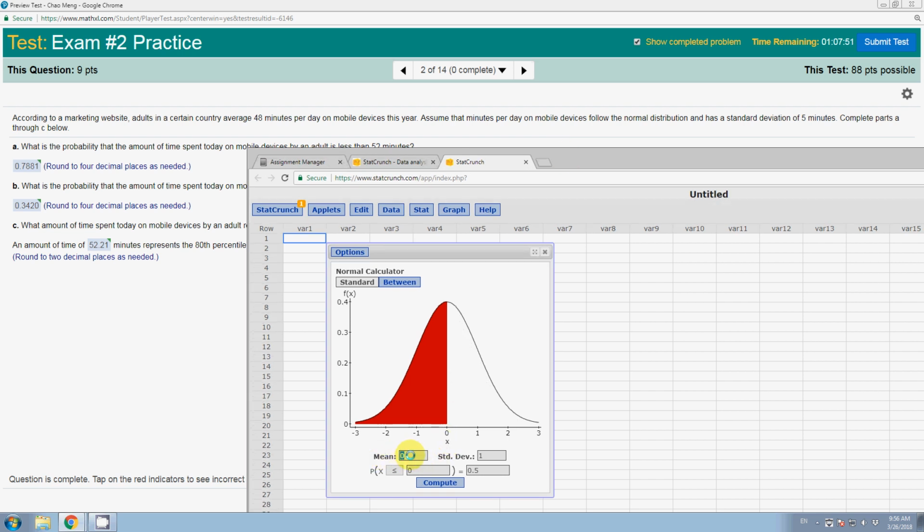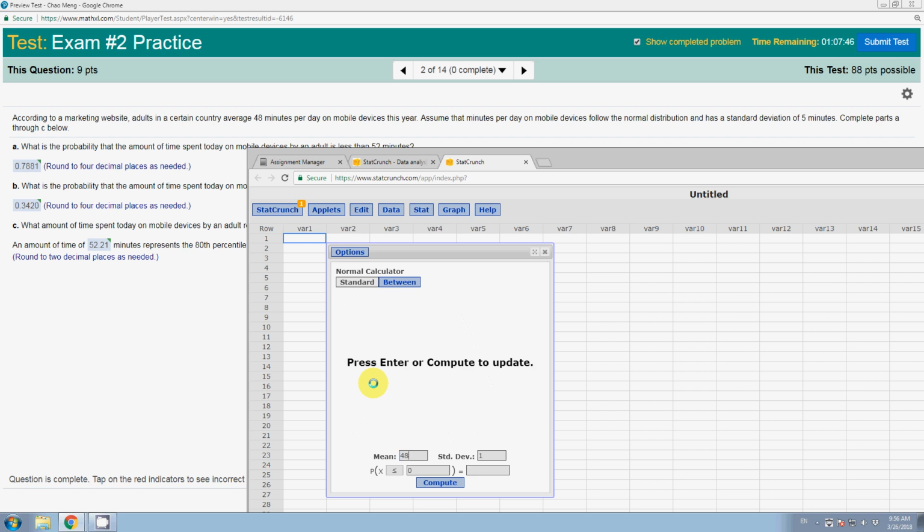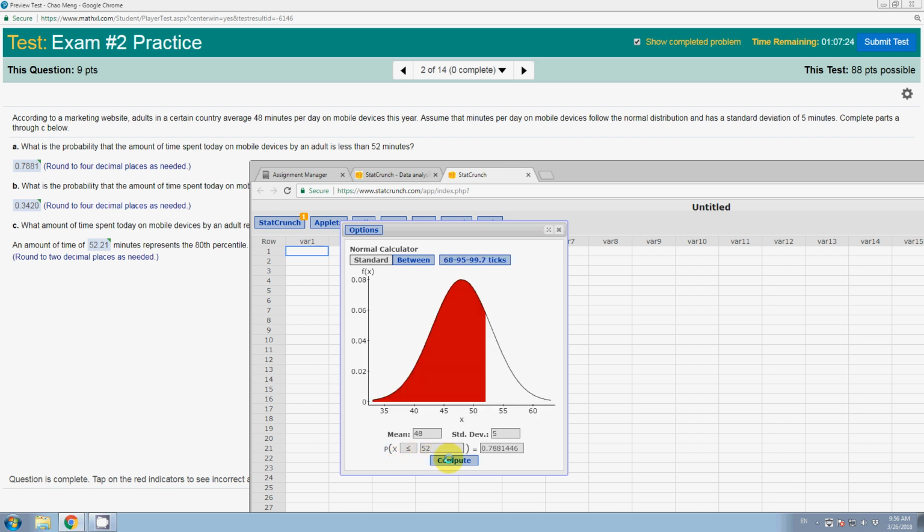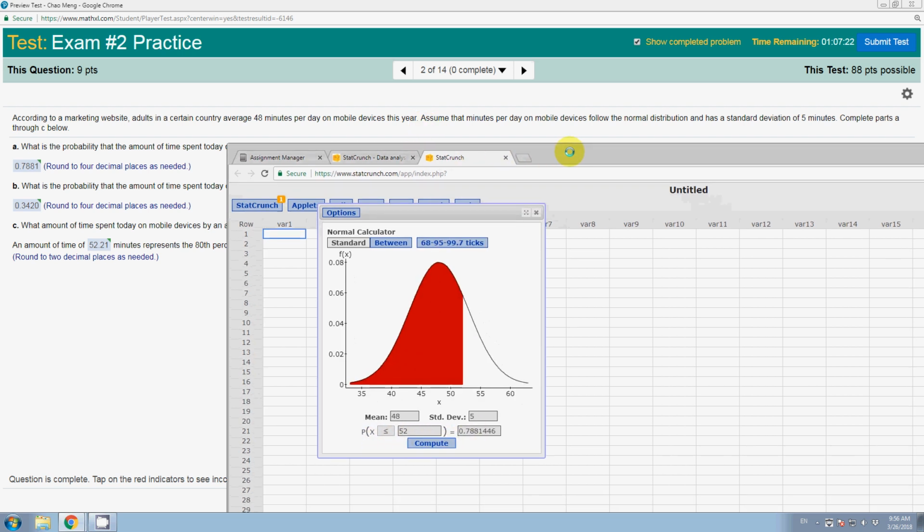So we know that in the normal distribution we have 2 parameters. The mean is, in this case, 48. The standard deviation is also given to us, 5 minutes. The first question is, what's the probability that the time, which is denoted as x here, is less than 52 minutes? So it's going to be less than or equal to 52 minutes. Let's click compute. Then we get the probability. That's part A.